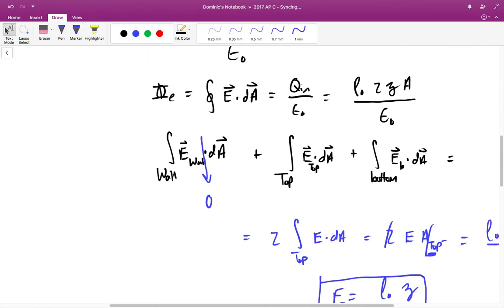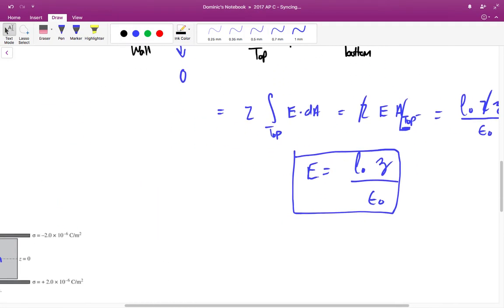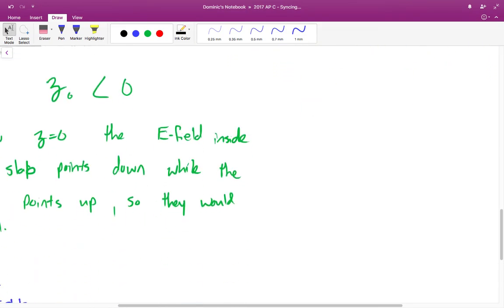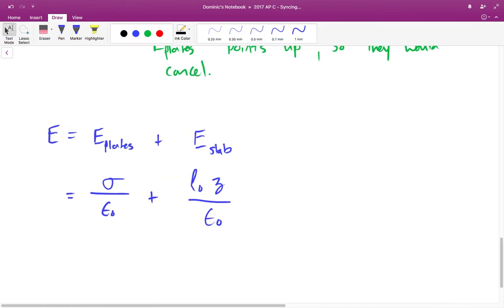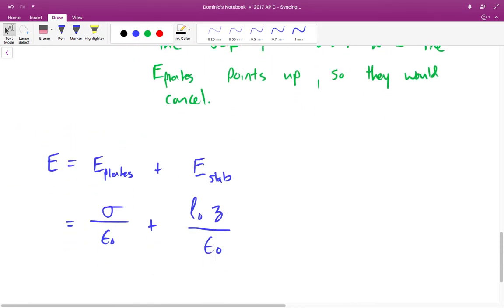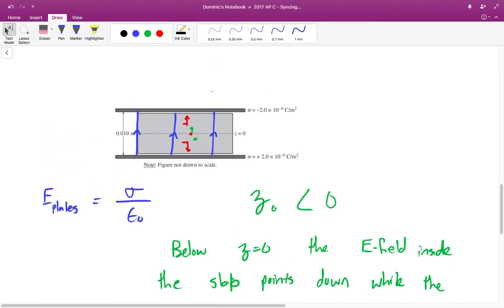We found that earlier. Let's go find that. That's rho naught Z over epsilon naught, where they give us that. So if you didn't know that, you could just use what they give you. So we have rho naught Z over epsilon naught.